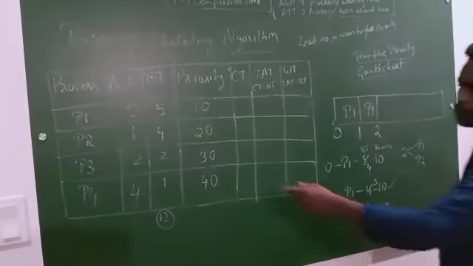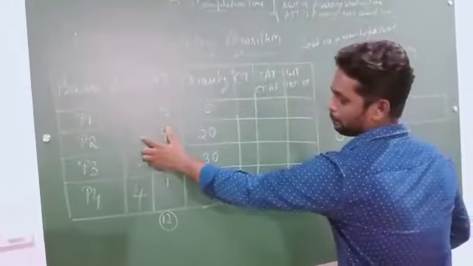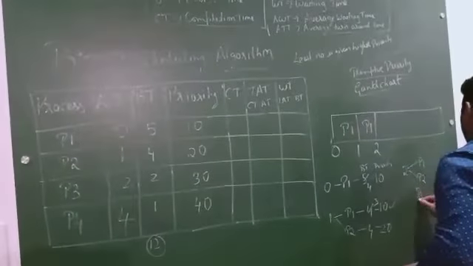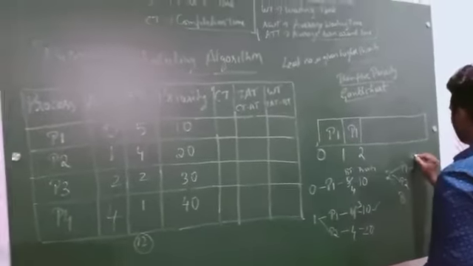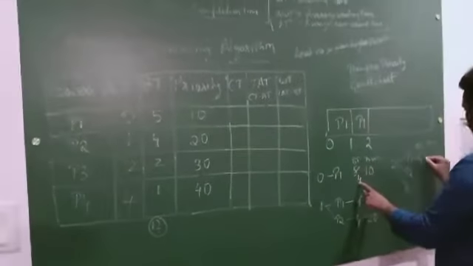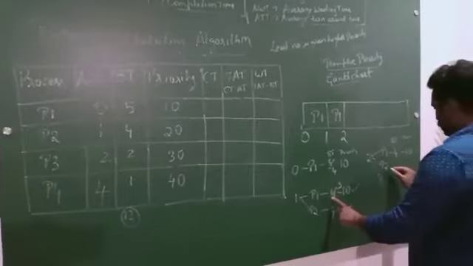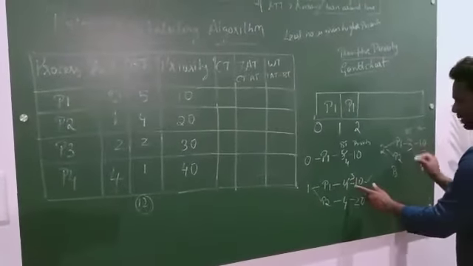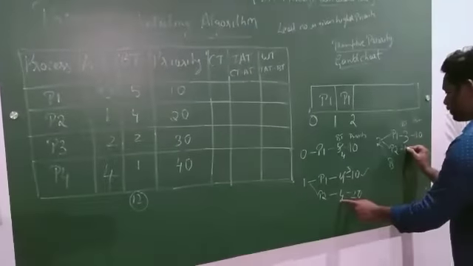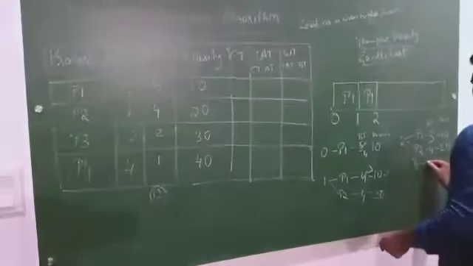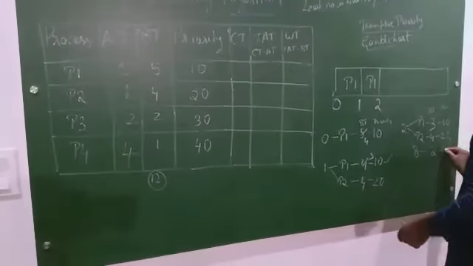Now at 2 seconds, which all process can execute? P1, P2 and P3. And what is the burst time and what is the priority? P1 is having how many seconds left out? 3 seconds. Priority is 10. P2 is how many seconds? 4. Priority is 20. P3, burst time is 2 and priority is 30.